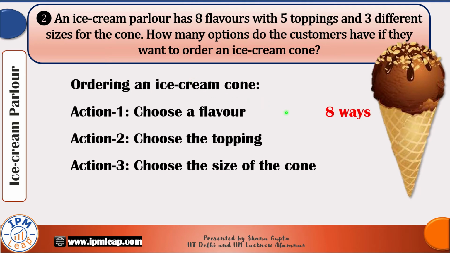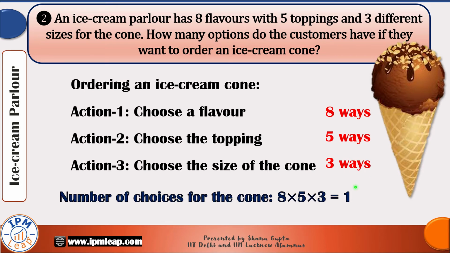Choosing the topping can be done in 5 ways. And choosing the size of the ice cream cone can be done in 3 ways. So together, these 3 actions can be performed in 8 into 5 into 3 ways, which is equal to 120. So a customer has 120 different options for an ice cream cone to choose from.